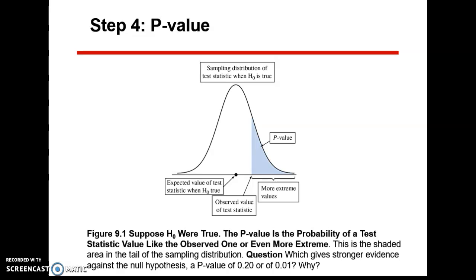So here we see it done as a picture. In the middle at the bottom you see a little dot. That's the expected value of the test statistic if the null hypothesis were true. The observed value, you can't see a dot, but it's where the blue and the white regions meet. And then we actually calculate the area of that blue section, and that's the probability.